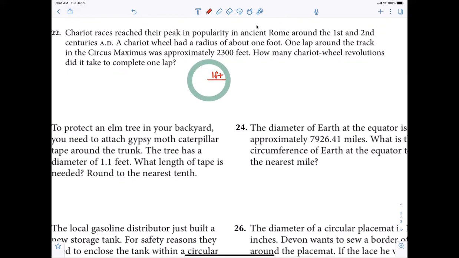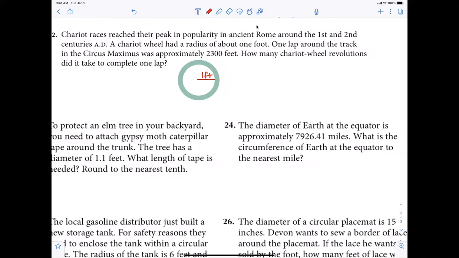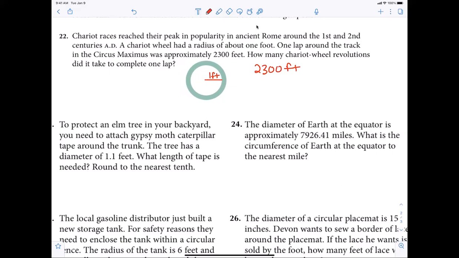Okay, now keep going. Right, so one time around the track was 2,300 feet. So now what? What's the question? Come on now, if you are listening, you can do this. Tell me what to do. How far does the chariot travel if its wheel goes around one time?